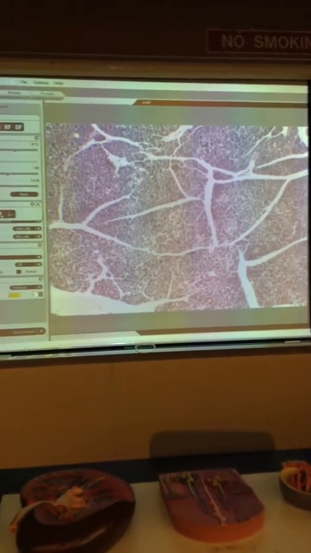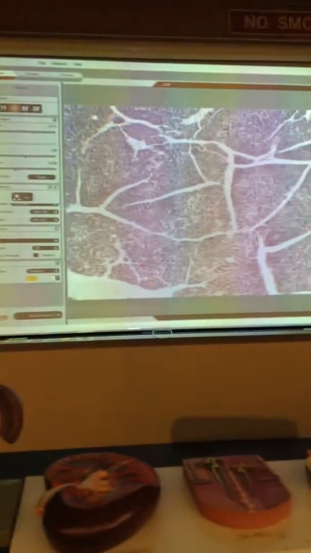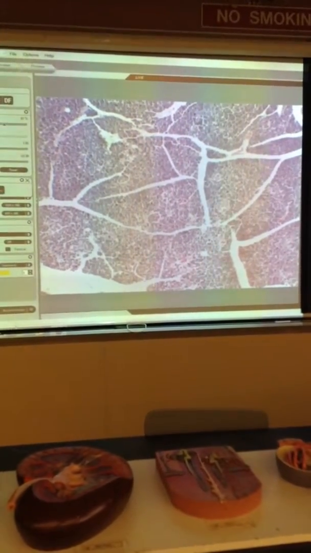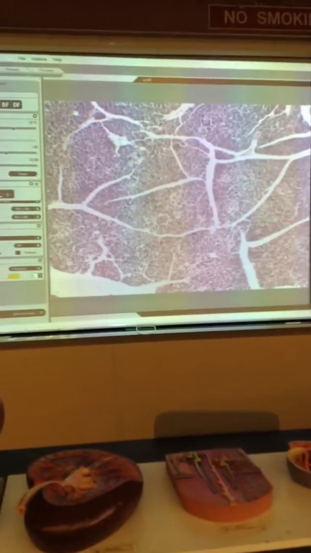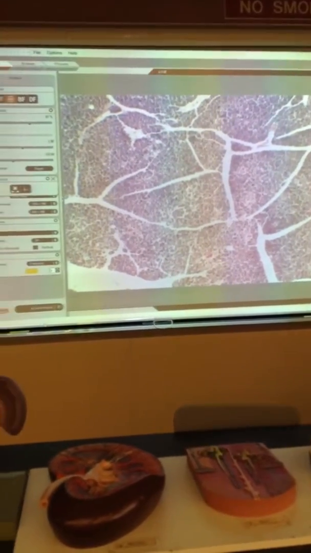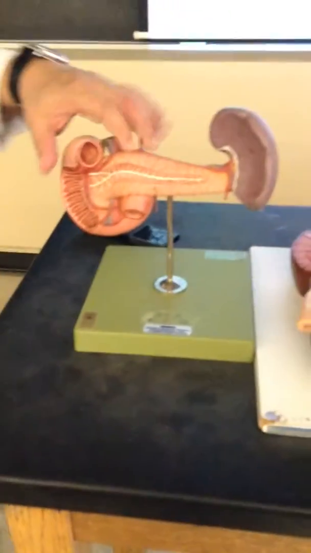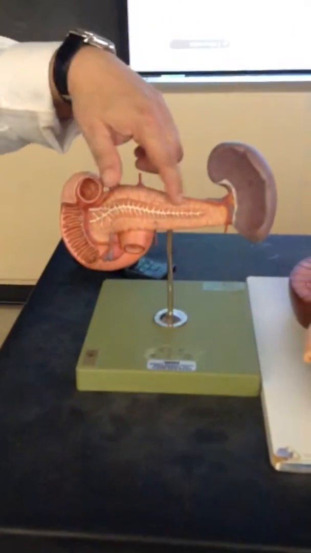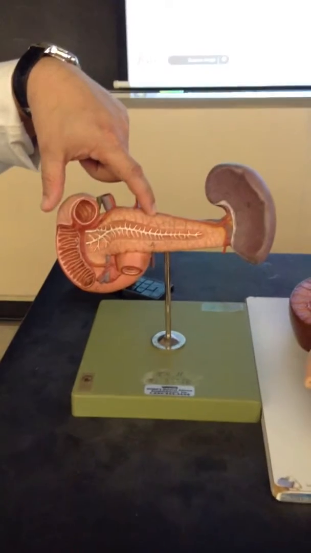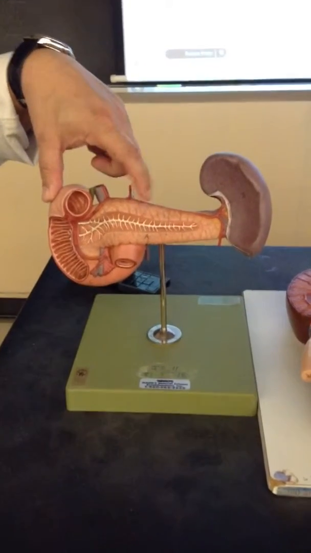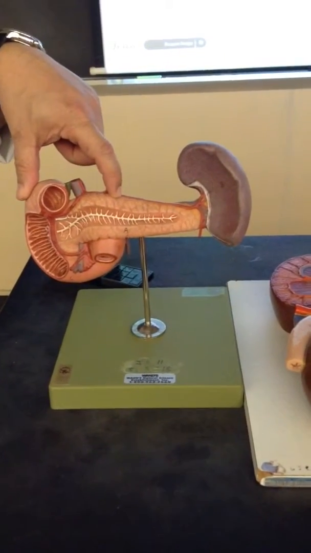Pancreas, as you can see, is both an endocrine and an exocrine gland. As an exocrine, there are cells known as acinar cells. This is what a pancreas should look like. In here, there are a lot of acinar cells that produce the enzymes required to break down macromolecules.